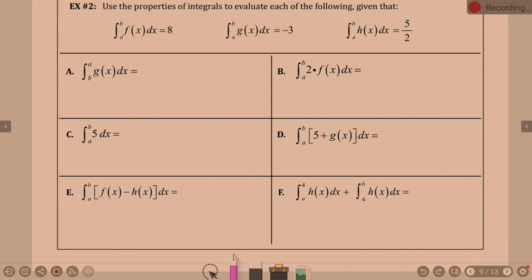Okay, notice we have up top, the integral from a to b of f is equal to 8. The integral from a to b of g is equal to -3. And the integral from a to b of h is 5/2. Part A is asking us, what is the integral from b to a of g? Agree? Because if I officially write this, this is the negative integral from a to b of g of x dx, right? So thus it is the negative of -3, which is +3.